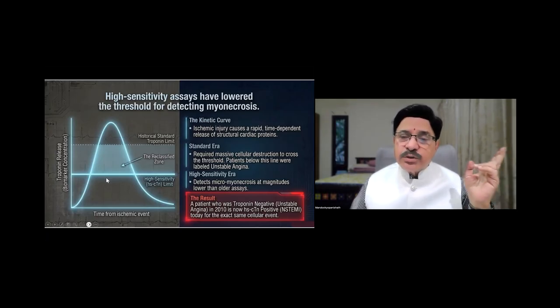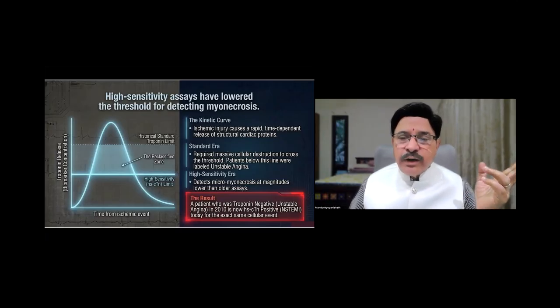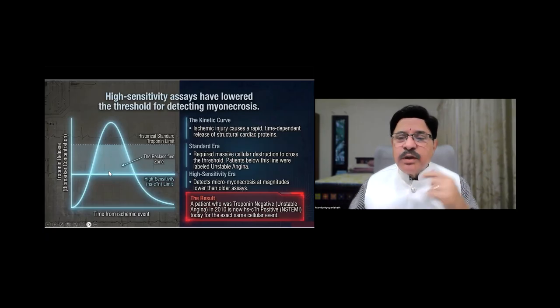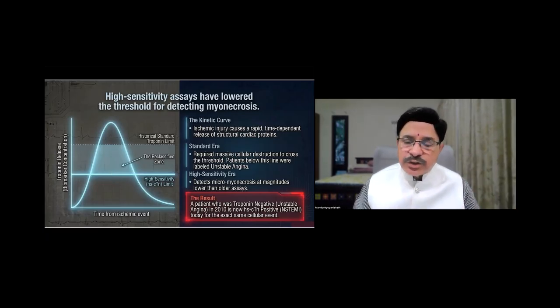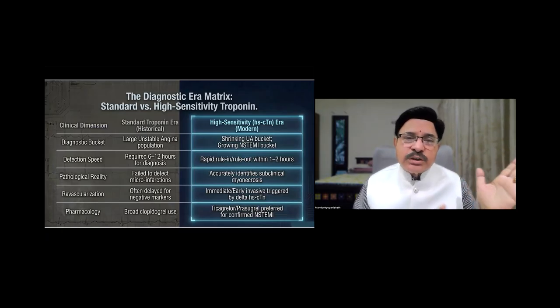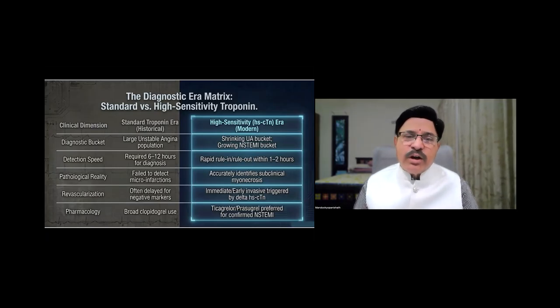A patient who was negative earlier is now high sensitivity troponin positive and he becomes NSTEMI. The classification totally changes. So don't use the standard troponin: historical era versus high sensitivity troponin, modern era.